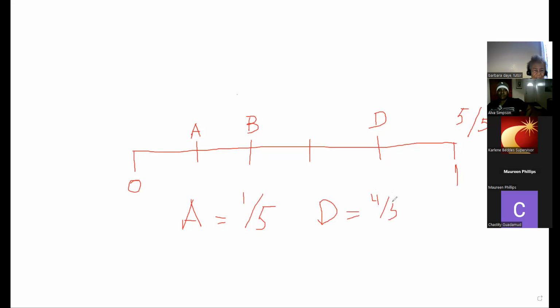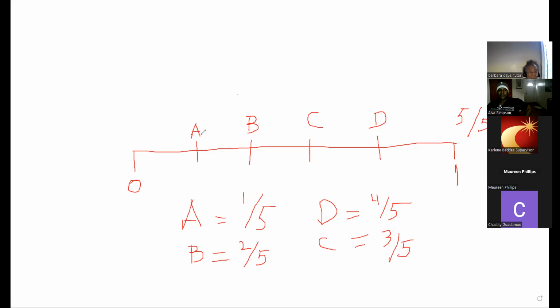Okay. Michelle, what is B equal to? B is equal to 2/5. That's right. And the one I don't have a letter on is what? That's a C. So C would equal 3/5. That's it. So we'll put the letter Michelle gave me: C equals 3/5. That's right. Is it clearer now, Michelle? Yes, Miss Barbara.